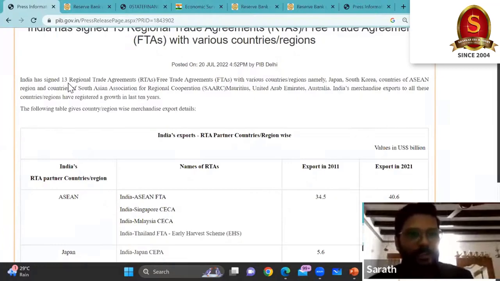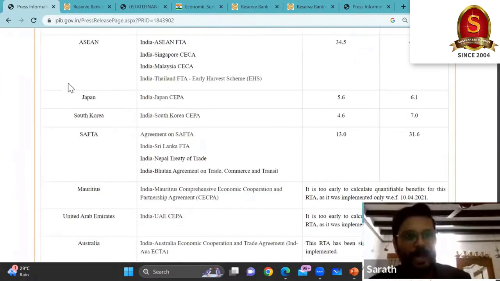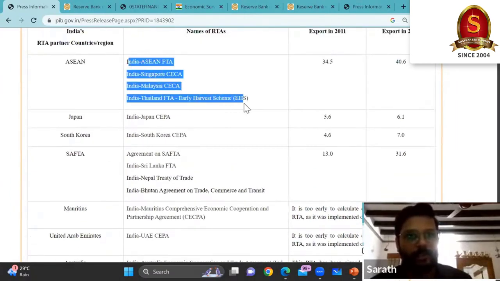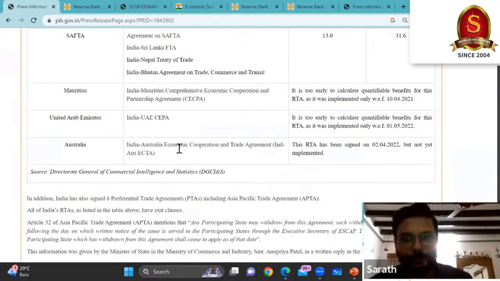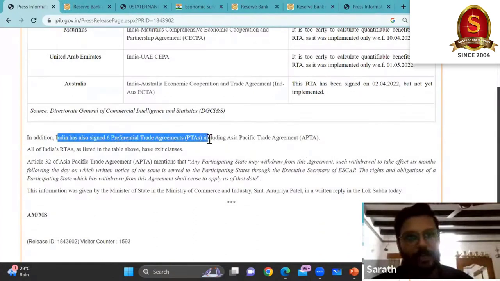Okay, at least it is not verbatim. So what are the various countries with which we have trade agreements? It is given over here. We have trade agreements with these entities. That list is given over here. What are the 13 countries? As of the publishing of this, this was not implemented with UAE and Australia, but subsequently it has been. In addition, India has also signed 6 preferential trade agreements, including the Asia-Pacific Trade Agreement. So that is also given there.